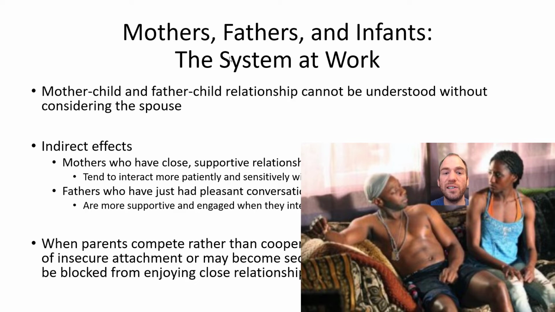So the idea here is that this is a dynamic system of development going on. We have the father-child relationship, the mother-child relationship, the marital relationship, all these relationships interacting dynamically and contributing to direct and indirect effects, which are correlated with certain developmental outcomes of both the parents and the child. So as stated, mothers who have close supportive relationships with their husbands tend to be more patient and sensitive with their children, and the same finding holds for fathers as well.